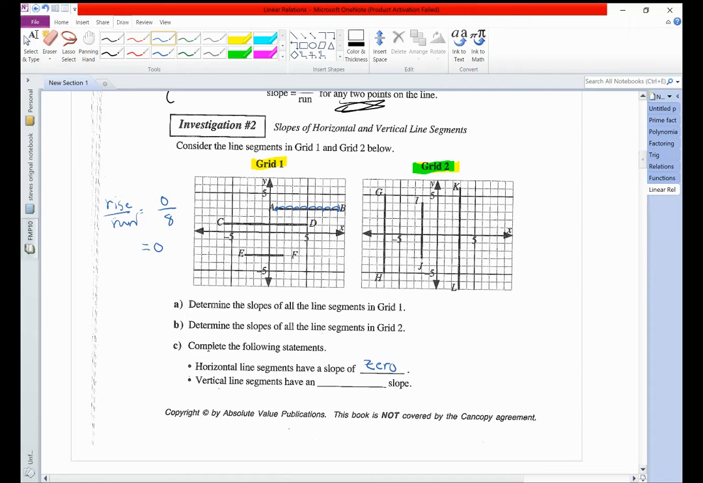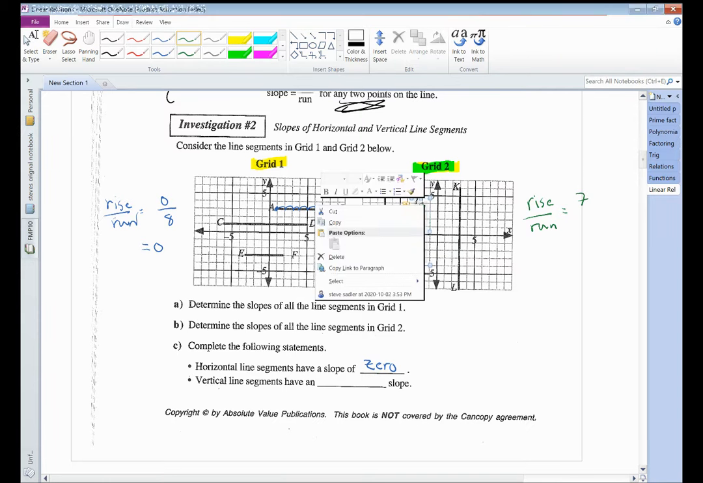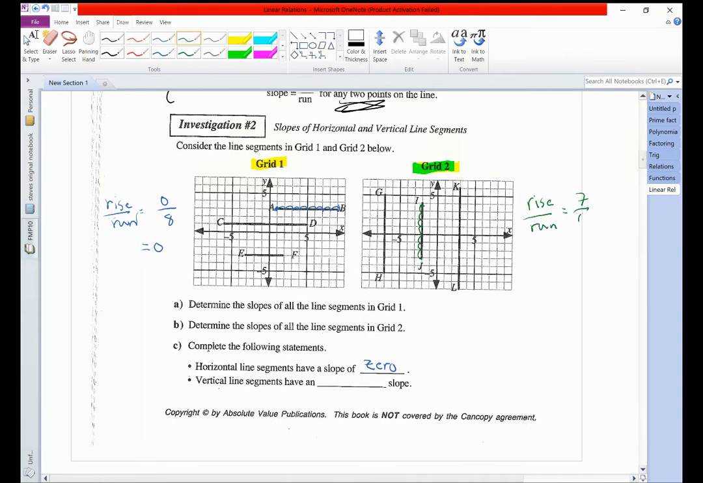And on the other side of it, we're going to look at vertical lines. So we have rise over run. That's how we do slope mathematically. So let's look at line JI. So we're going from here to here. My rise is going to be 1, 2, 3, 4, 5, 6, 7. And my run, well, it's 0. We're not going either way, so my run is 0.